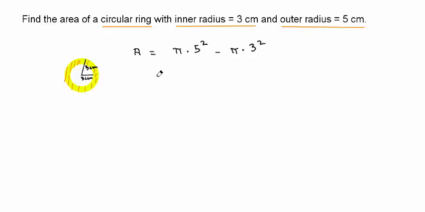So if we simplify, we have pi times 25 or 25 pi minus pi times 9 or 9 pi. And therefore, this is equal to 25 minus 9 is 16. We have 16 pi square centimeters or centimeter square as the area of the ring.